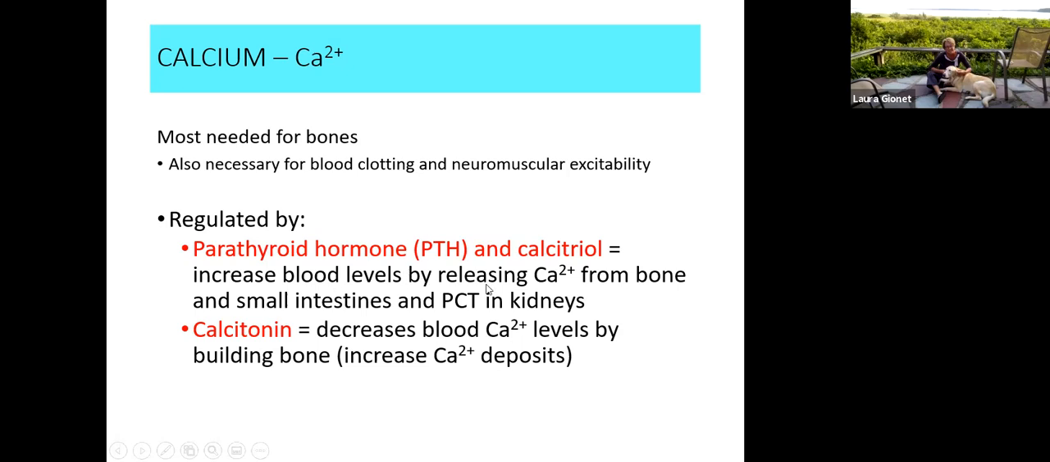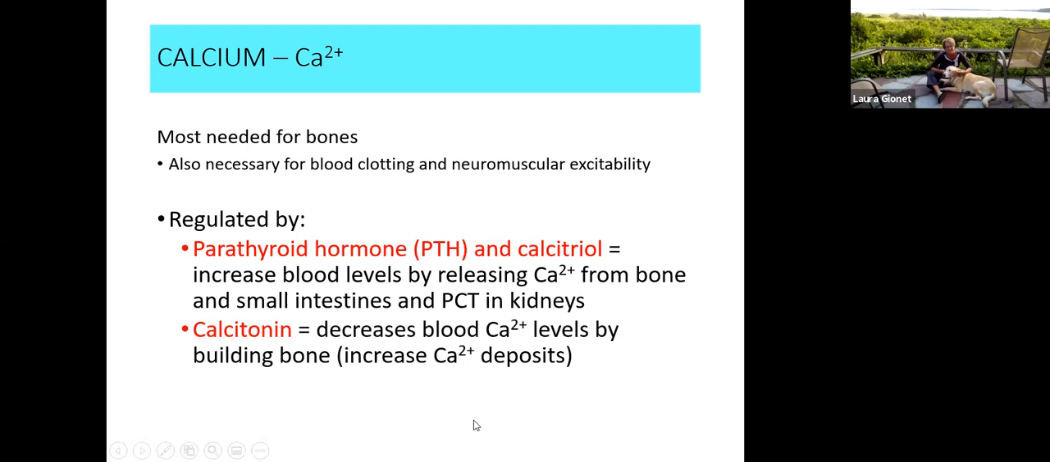So when we have low calcium levels, we use parathyroid hormone. It targets the kidneys to reabsorb calcium. It also converts vitamin D to calcitriol, which targets the small intestine to reabsorb calcium. And then it also stimulates osteoclasts to break down bone. And thus, all those sources increase blood calcium levels.